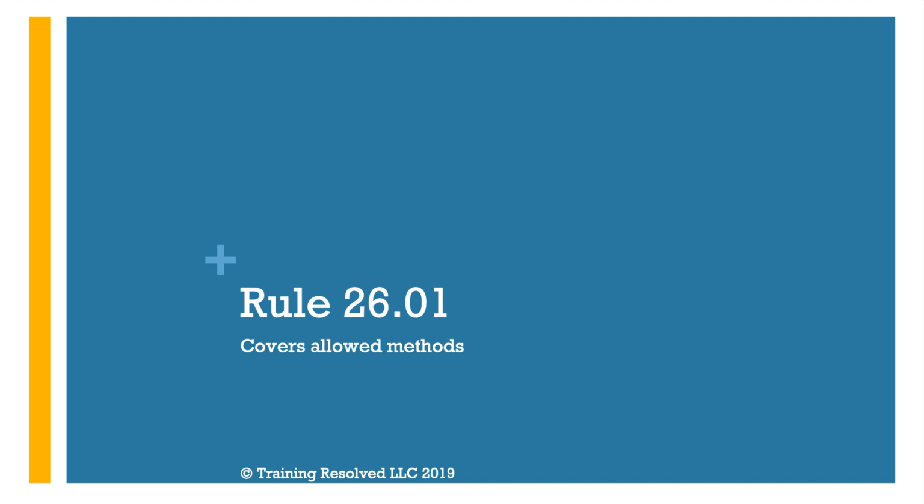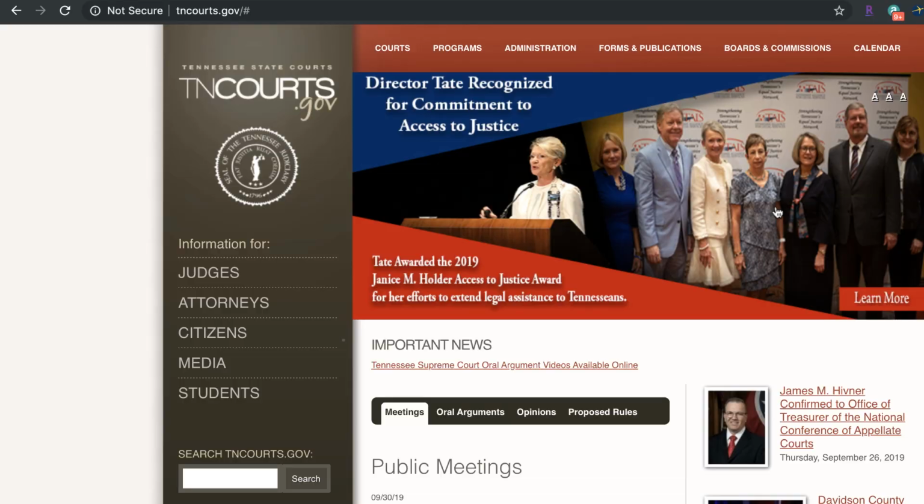Where do you go to find all of these Tennessee discovery rules? You go to Rule 26.01 and let me show you how to find any rule that you'd like to look at on your own. All of the rules in Tennessee are available online for free.